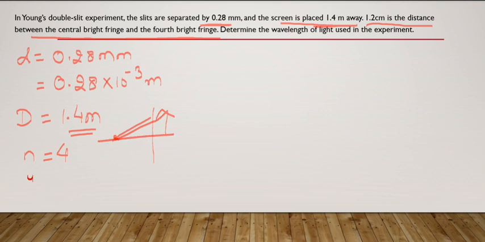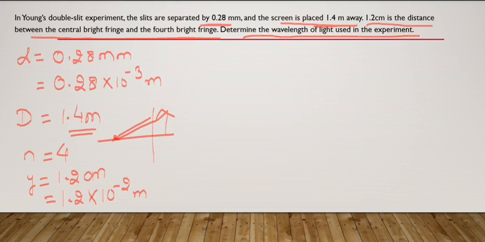So let us consider y is equal to 1.2 centimeter. Here it is in centimeter, so again convert it into meter. It can be written as 1.2 multiplied by 10 to the power minus 2 meters. Clear? Now, for constructive interference, we have to determine the wavelength of the light used in the experiment.